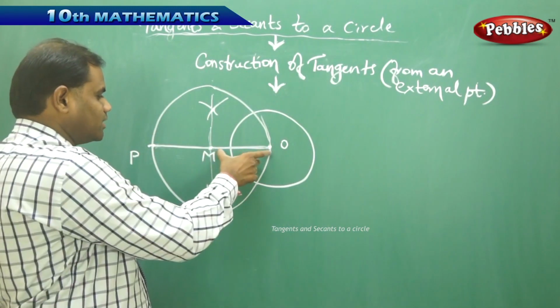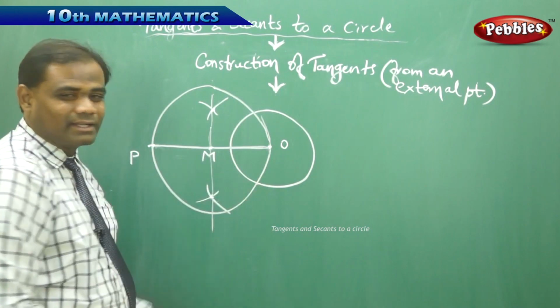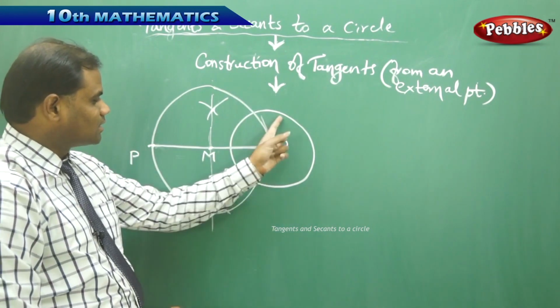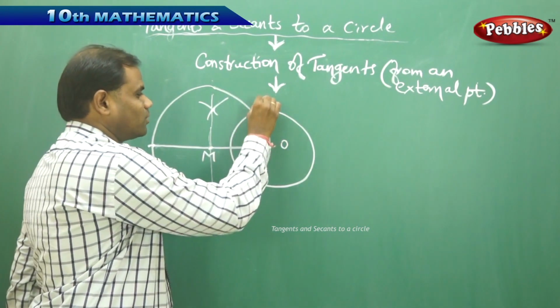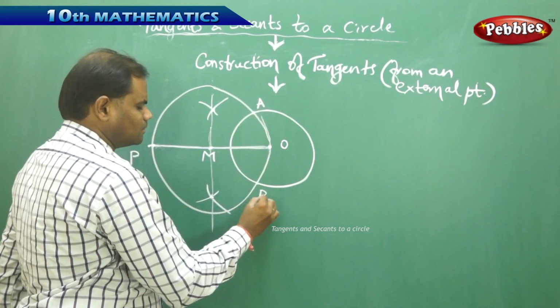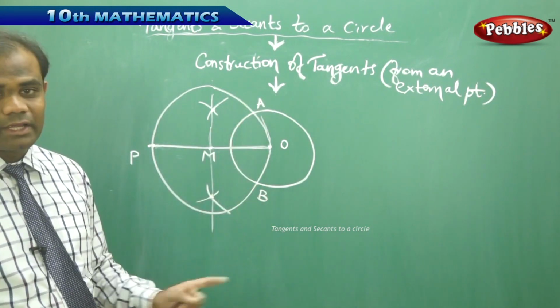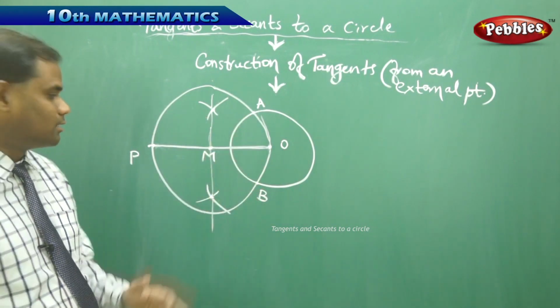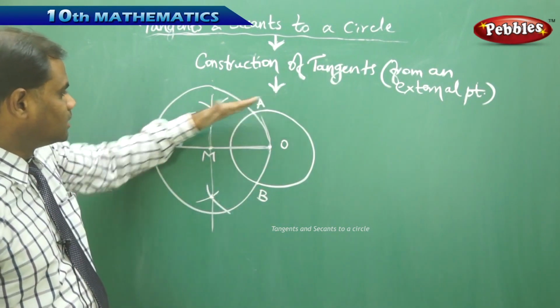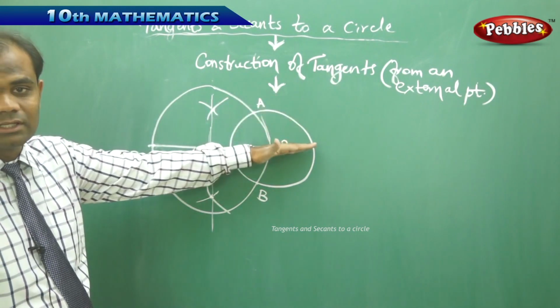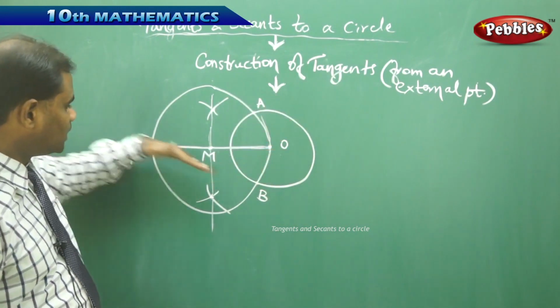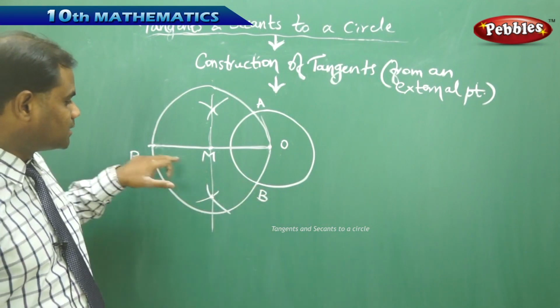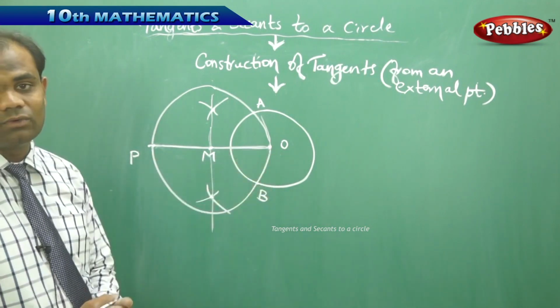Now with OM as radius, once I draw the circle, I clearly identify that this bigger circle cuts the smaller circle at 2 points A and B. The points of intersection A and B are nothing but the located points where if I draw a line through PA, it will be one of the tangents for this circle with center O, and if I draw a line PB, then this will be the other tangent for the circle with center O.